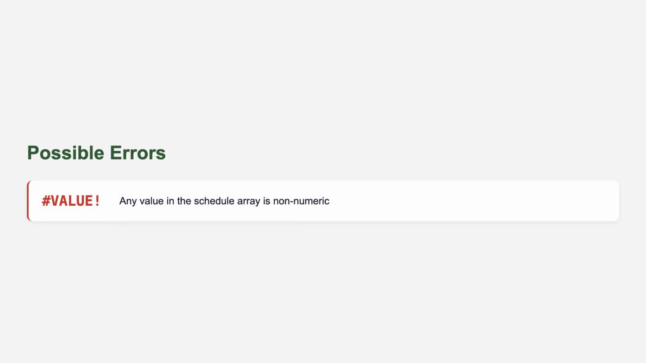Watch out for common errors. A value error occurs when any value in the schedule array is non-numeric. Make sure all rate values in your array are valid numbers.